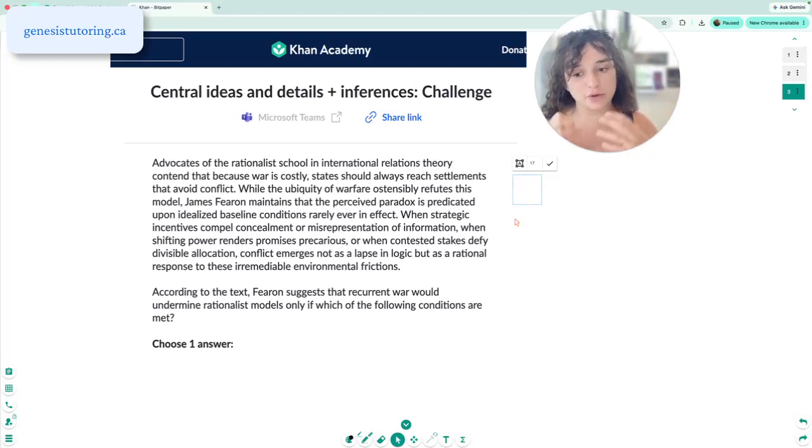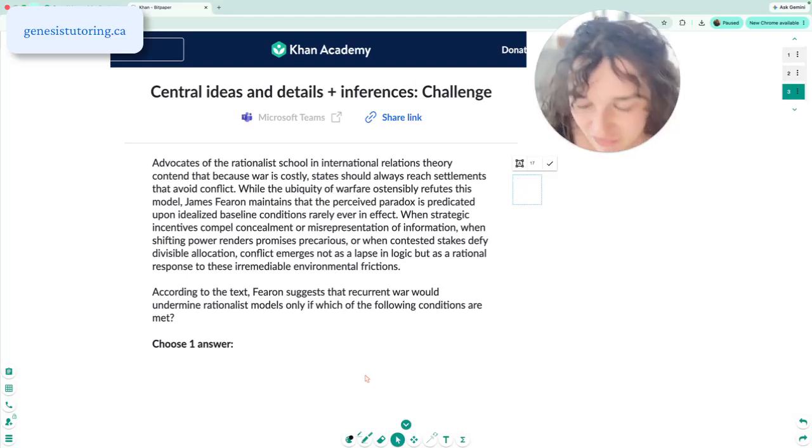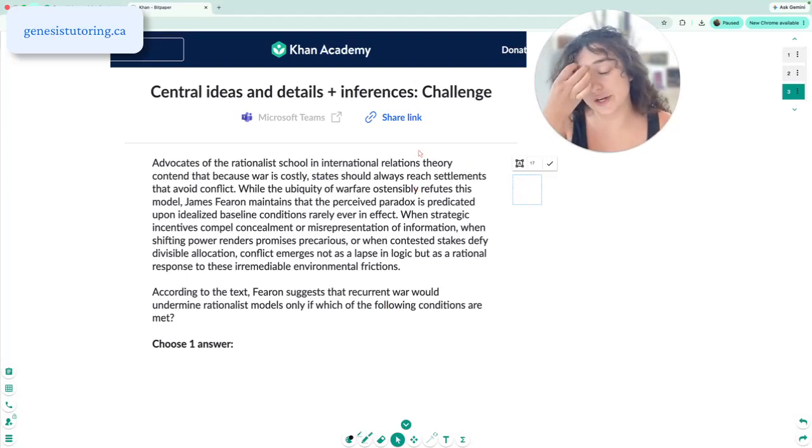Because I feel that with questions like this, if you don't invent your own answer first, the power of suggestion from the answer choices can guide you in the wrong direction if you're not taking the time to read the text critically. Okay, so coming up with your own answer compels you to read the text with a higher level of analysis. Okay, great. Let's read the question first.